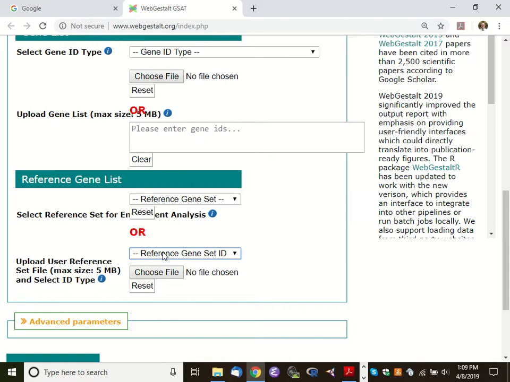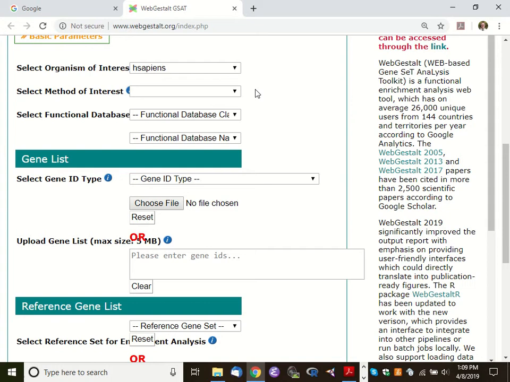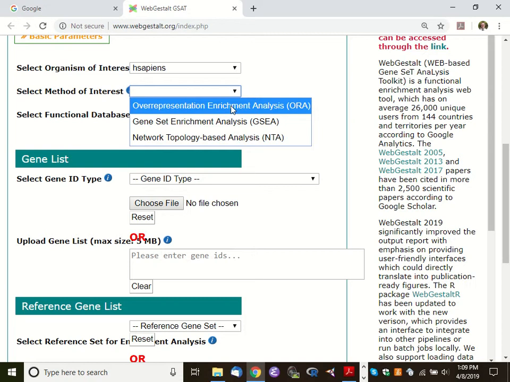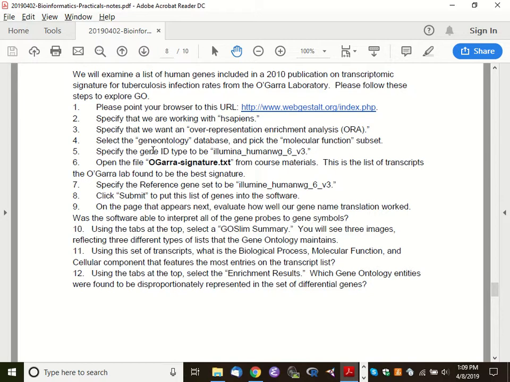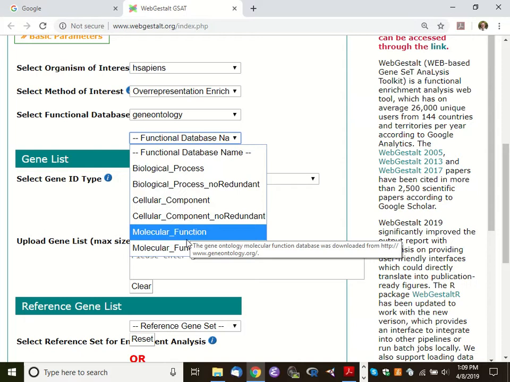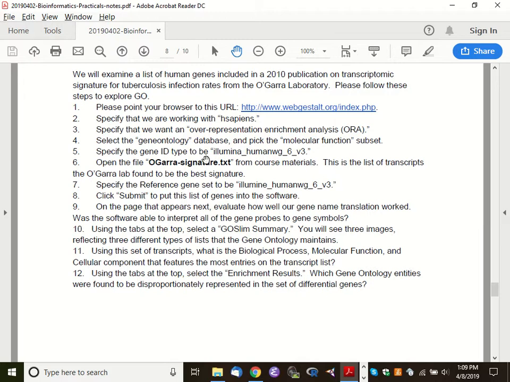In this case, we are working with a Homo sapiens data set. So when we clicked over to that, method of interest popped up. We want to specify that we're going to do an over-representation enrichment analysis. So we can come to the method of interest and specify over-representation enrichment analysis. All right. We're going to use gene ontology, which is the database. But remember, there are three different forks inside this. We're going to specify that we want molecular functions. So we specify a gene ontology set, and within that, we need to specify molecular function. We actually have the option of going redundant or non-redundant. I think at the time I made this demo, there was not a distinction between those, so we'll simply use molecular function as written here.